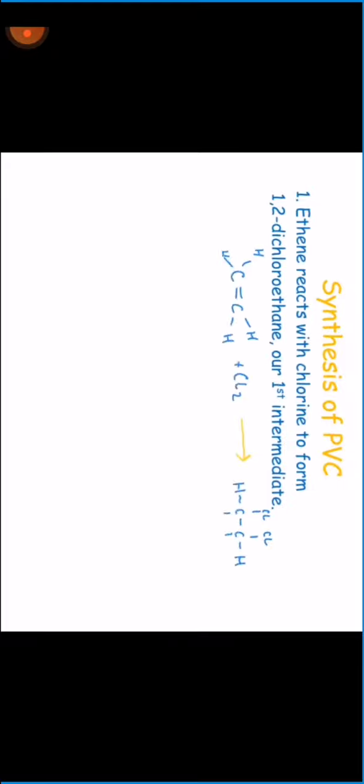So the first step of synthesis of PVC is ethene reacting with chlorine to form 1,2-dichloroethane, and that is our first intermediate in the synthesis of PVC. So as you can see here, the ethene reacts with the chlorine to form the 1,2-dichloroethane. So our double bond is broken and the two chlorines are attached on to the carbons as a result.